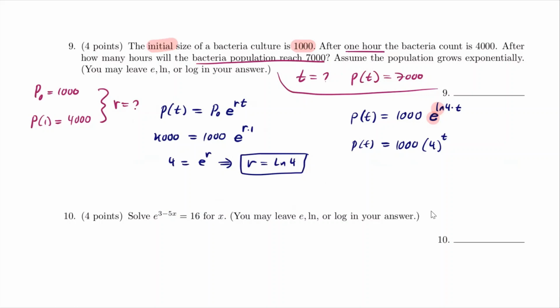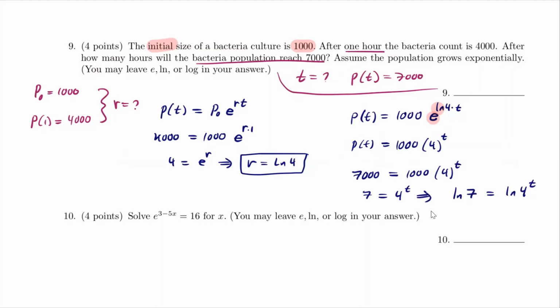So we set our P of t to 7,000 and solve for t. So we have 7,000 is equal to 1,000 times 4 to the power of t. Divide by 1,000 on both sides, so you'll have 7 is equal to 4 to the power of t. Now you can take natural log on both sides. So you have ln of 7 is equal to ln of 4 to the power of t.